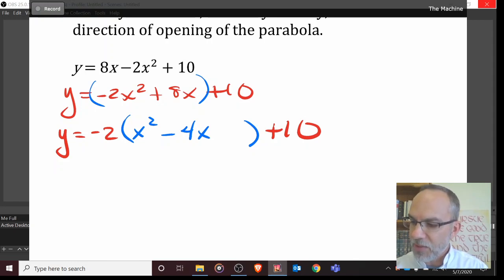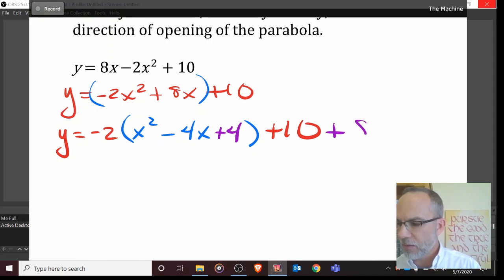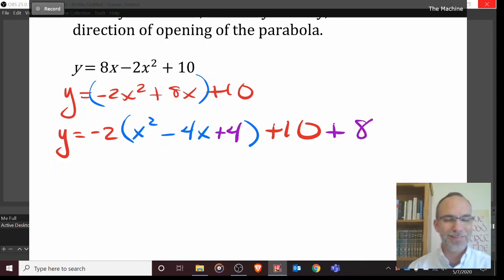Now I have to complete the square inside with the blue. What's half of 4 and square it? Oh, add 4 in. But if I'm going to add 4 in to that group there, what do I do on the same side of the equation? I'm going to add in 8. Yes. You're confused maybe. Why would you add in 8? Why wouldn't you subtract 4?